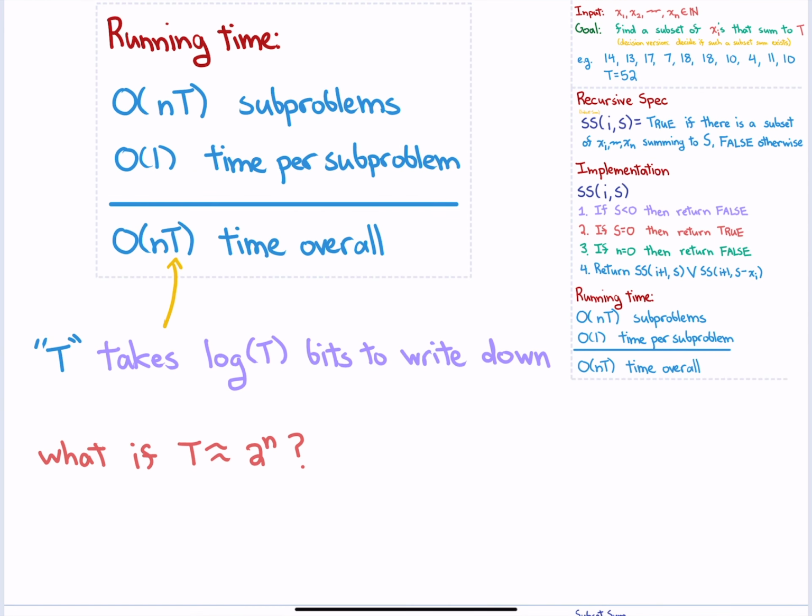So you guys have seen this a couple times by now. t only takes log t bits to write down. If t was small, maybe if you're actually making change for $1, t is 100 or something, it's not that big a deal. But in general, t can be big. What if t was something close to 2 to the n? It only takes n bits to write that down, so it doesn't actually increase the overall input size. But your running time is now n times 2 to the n.